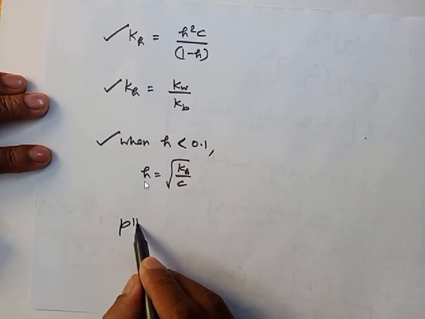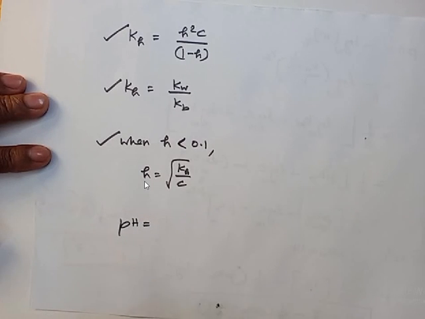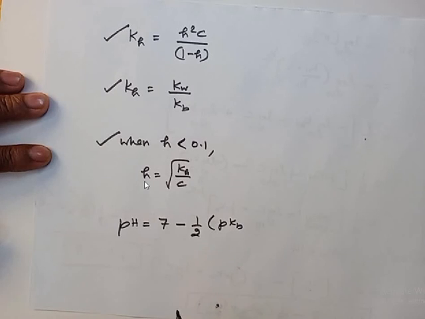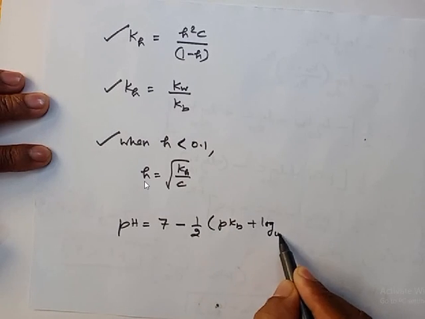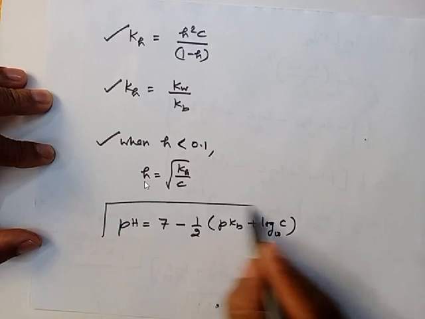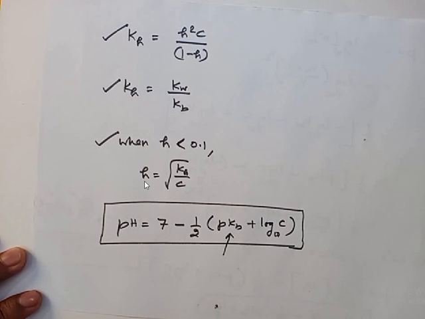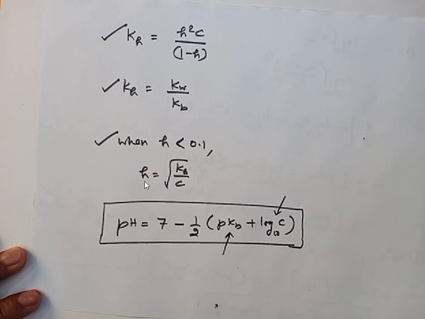So what is the expression for pH? Remember, for an acidic salt pH should be less than 7, so 7 minus should come. Minus 1 by 2 into pKb. It is a salt of strong acid and weak base. Base is weak, so you should put pKb plus log base 10 C. This is the expression for pH. So if you want to calculate the pH of a salt formed by strong acid and weak base, you must know the value of pKb and you must know the value of concentration.